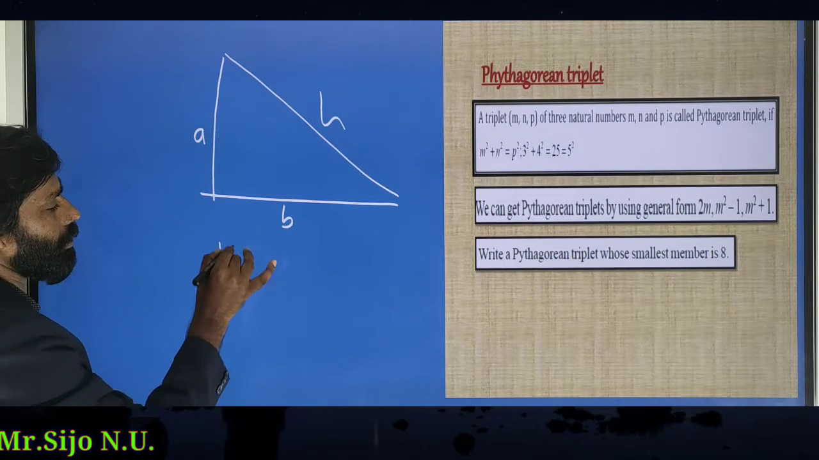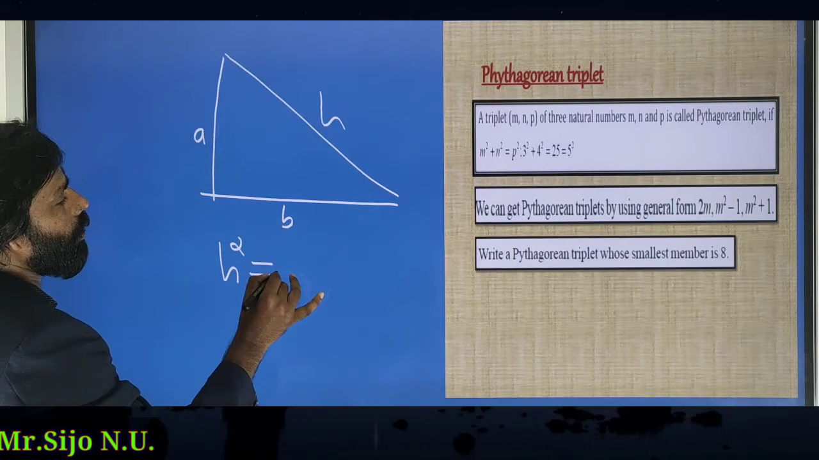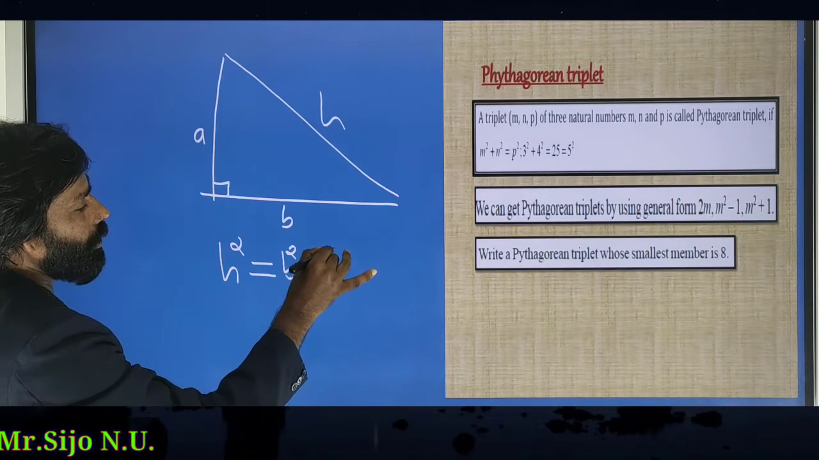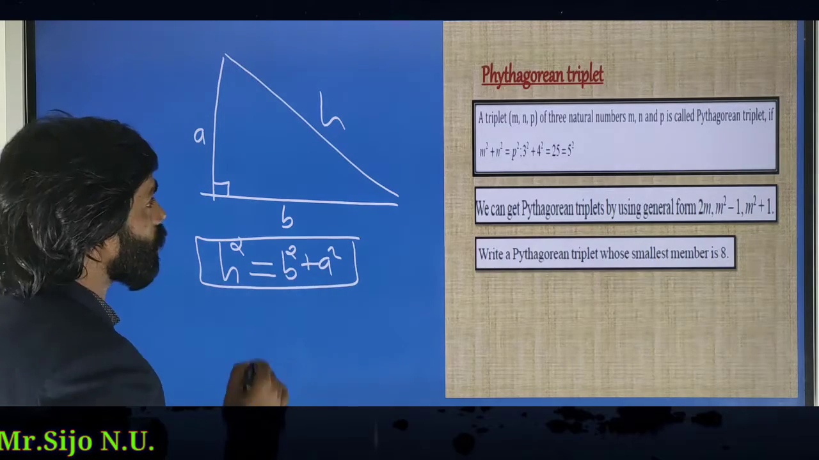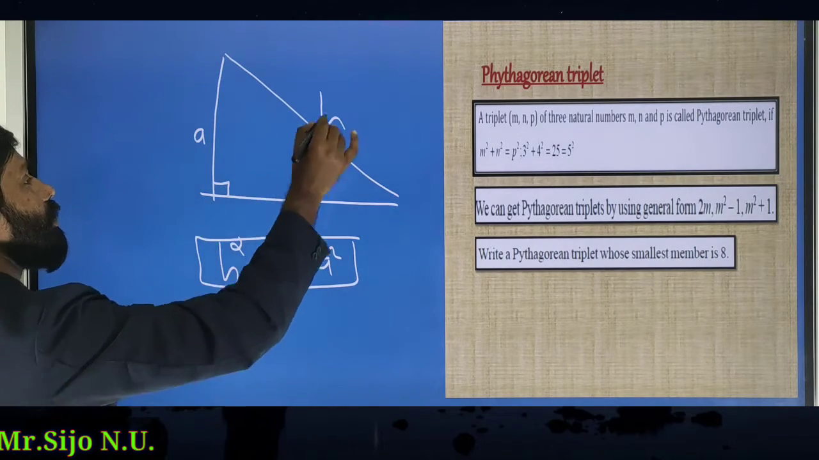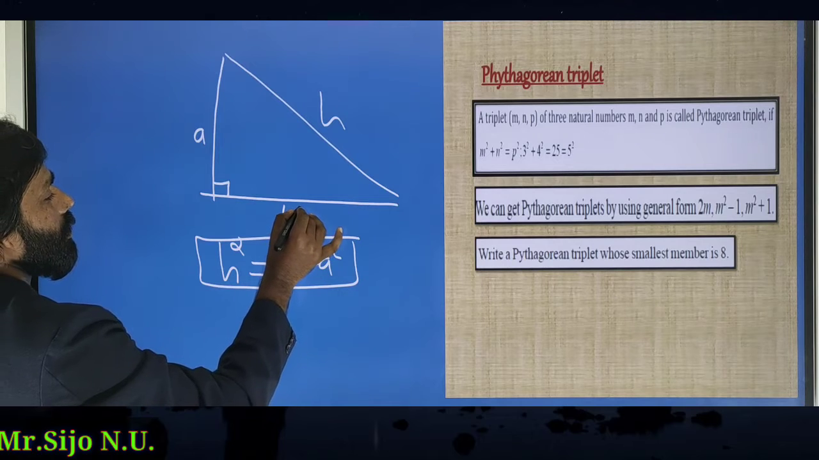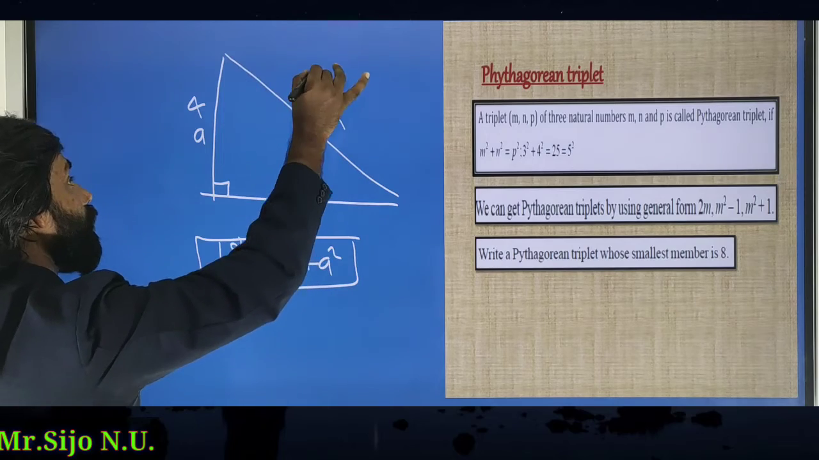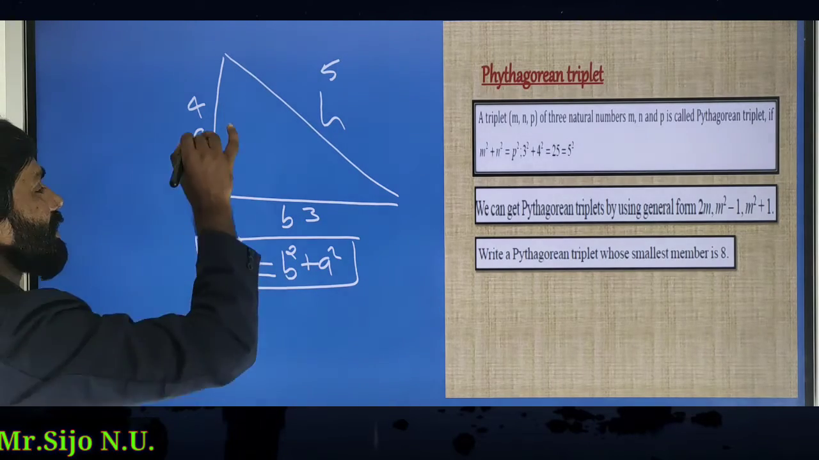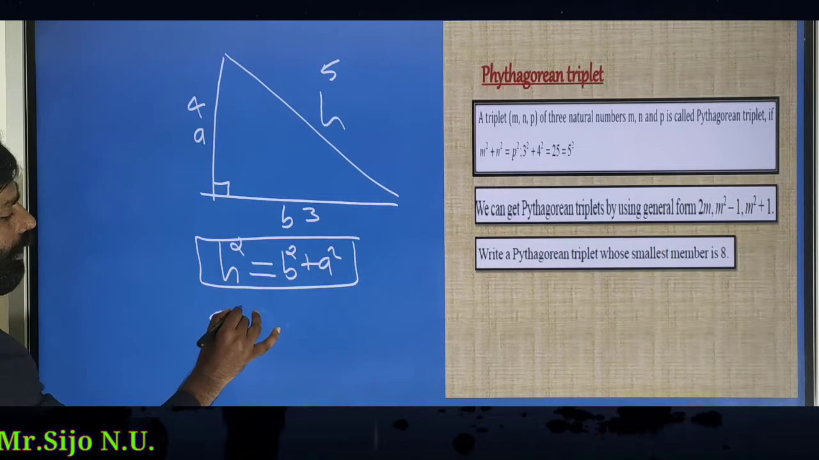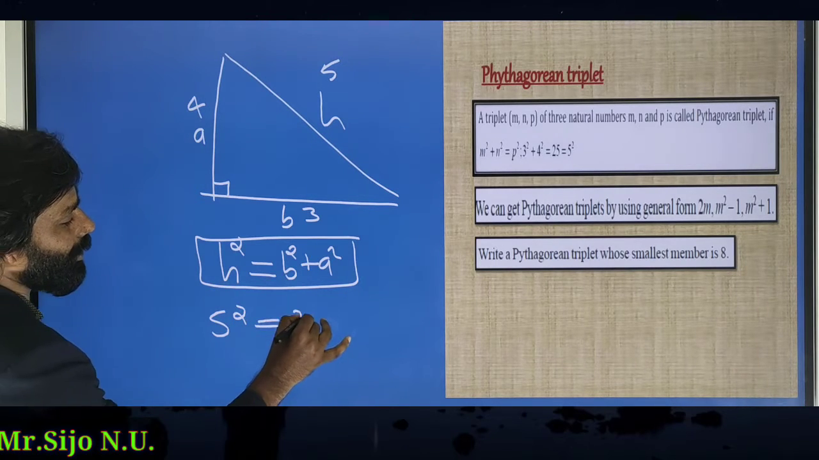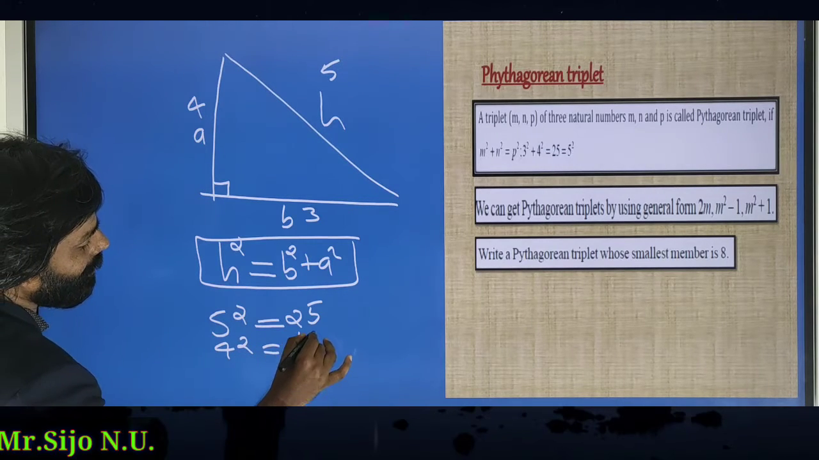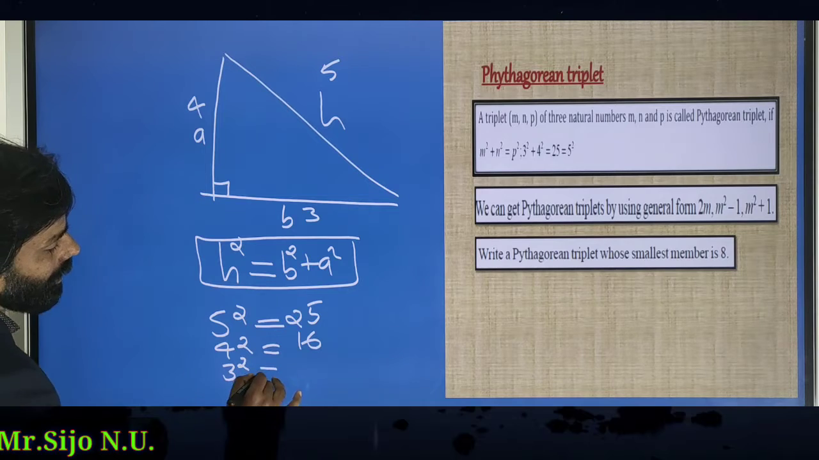Yes, the Pythagorean theorem says the hypotenuse square is equal to base square plus altitude square. When we write the numbers here, if we take this as 3 and this as 4, this should be 5. Why? Let us check. What about 5 square? That is 25. Then 4 square equals 16, and 3 square equals 9.